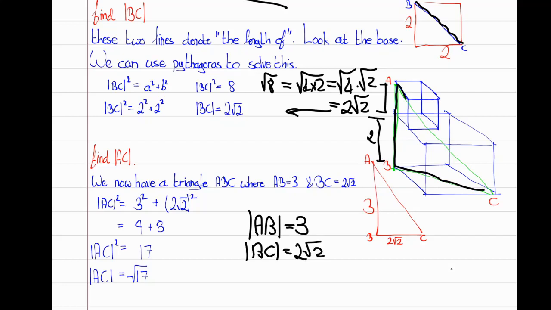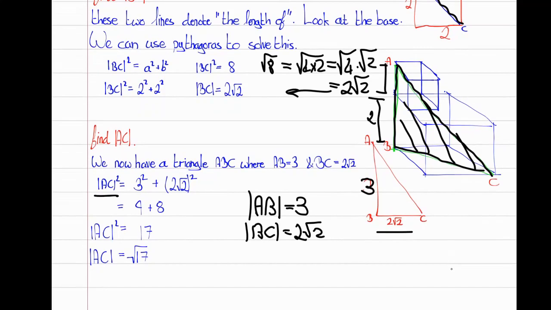So now if we look, we can connect A to C through a diagonal line through both boxes, like so. So in doing that, we construct this triangle, this triangular shape here, and that's given here. Side length 3, side length 2 root 2. Again, all we need to use is Pythagoras, so AC squared equals 3 squared plus 2 root 2 squared. We get 9 plus 8. AC squared equals 17. Taking the root of that, AC is going to be root 17.